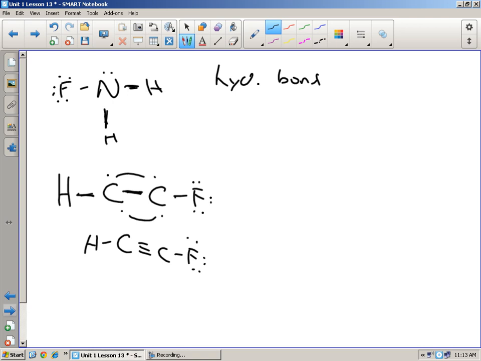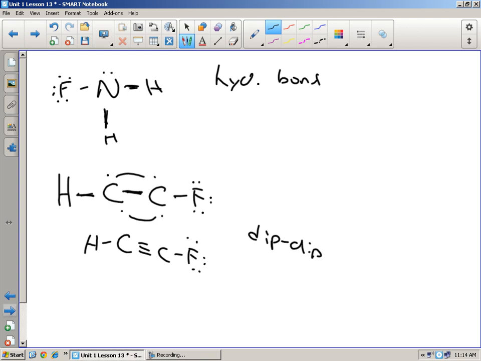You know, once again, this doesn't work out to be AX2 or AX3 or AX4, AX3E. But if you look at this, hopefully we understand that this one's polar. Does it look like everything cancels out? Probably not. Okay, it's not very symmetrical. So this would be dipole-dipole, okay, in that particular case there.